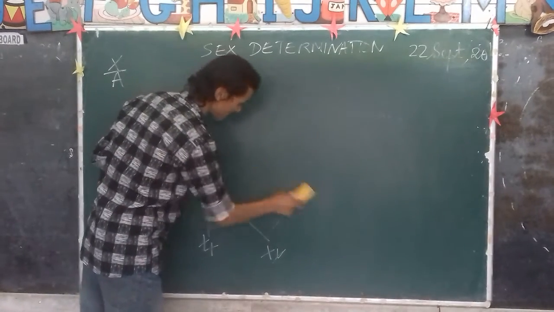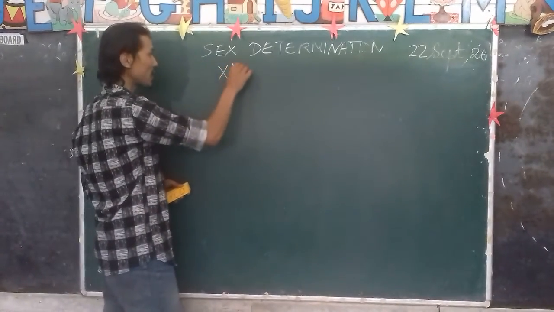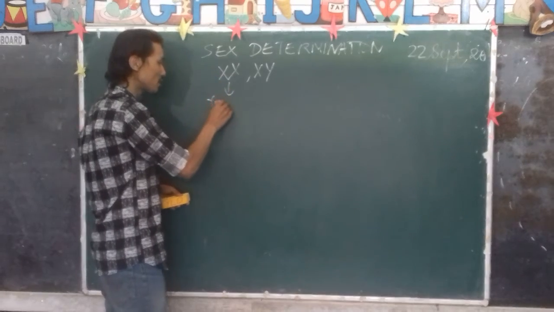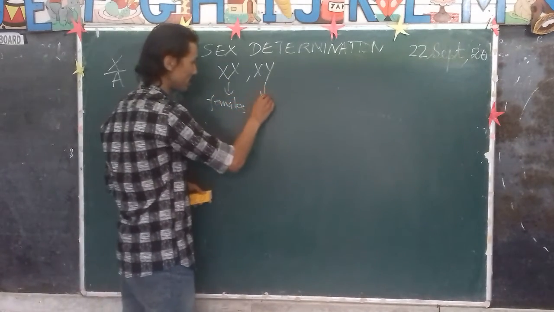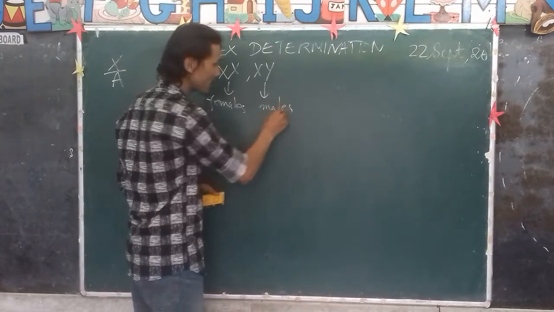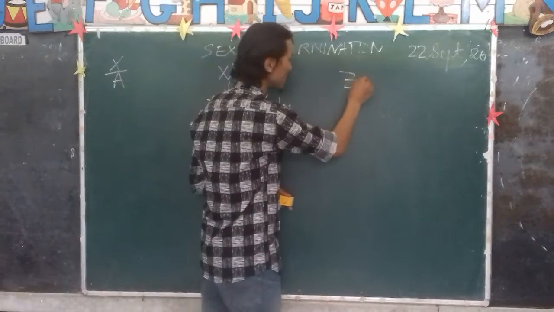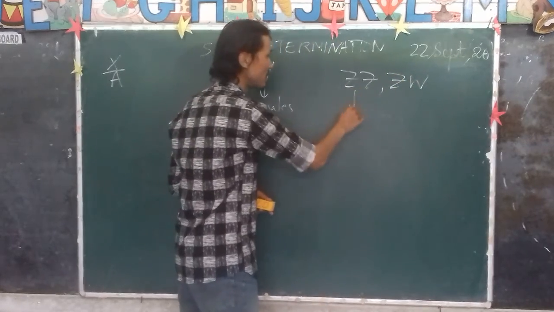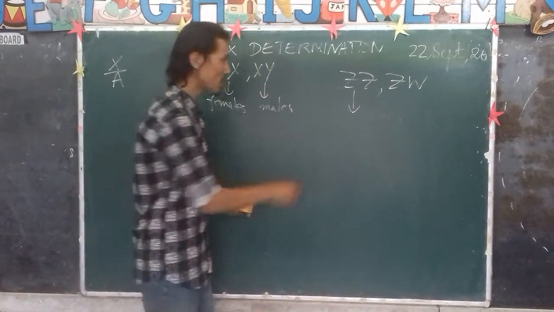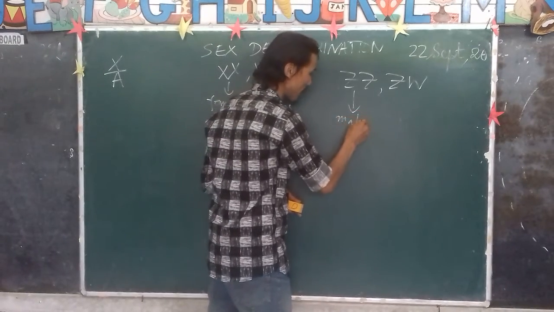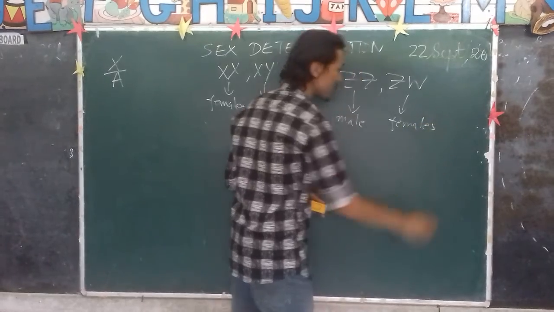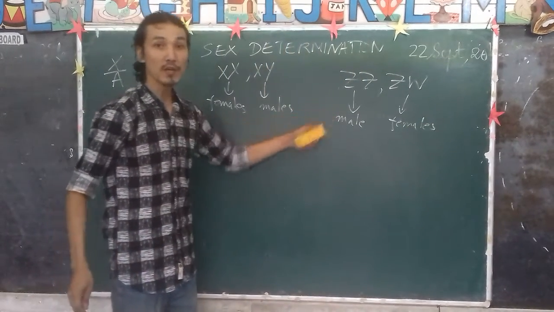Similarly, let's discuss sex determination in birds. In humans, the sex determination was XX and XY. That means XX means females and XY means males. But in the case of birds, they follow a ZZ and ZW pattern. That means it's just the opposite. In birds, the males are homogametic, whereas the females are heterogametic. So this is sex determination in birds.